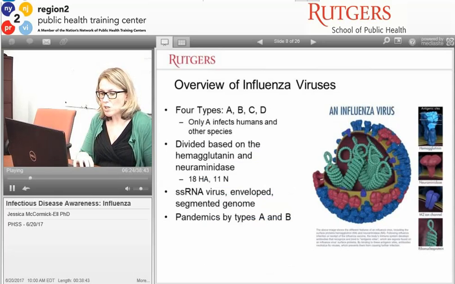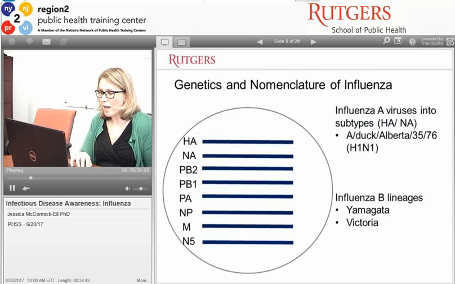This channel protein changes the pH of the membrane and helps to allow for unpackaging of the viral genome during infection. And so later on we're going to talk about antivirals. But without a proper M protein, you're not going to have the virus be able to unpackage and start replicating within the host cell. Influenza virus nomenclature can be sort of lengthy, really.